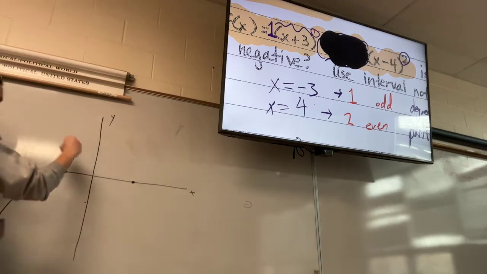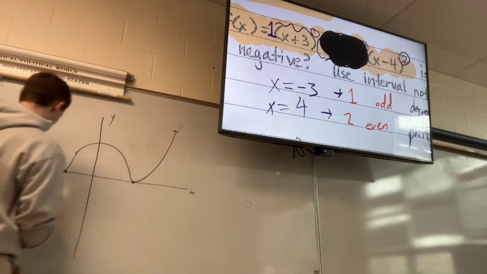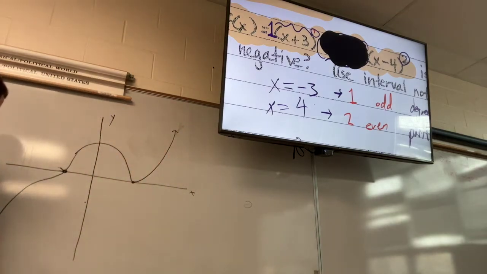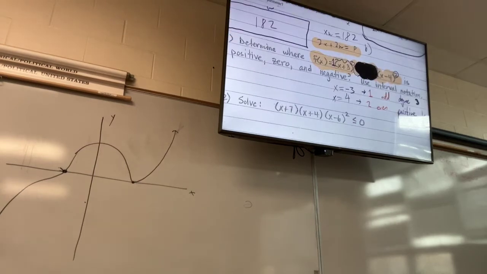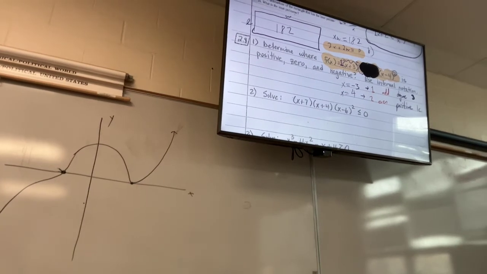Go straight through the first zero, bounce off the second one, go straight up. All right, this is a good enough graph to answer the question. They didn't want you to graph it. They wanted to determine where the function is positive, where it's 0, and where it's negative.